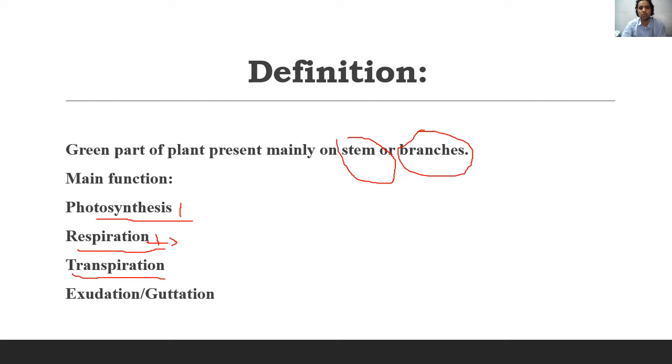Transpiration is the loss of water from aerial parts, especially from leaves. About 90% of water is transpired or released from the plant by the leaf.